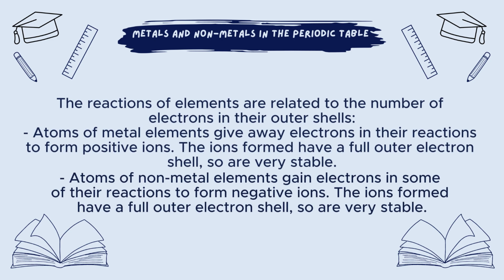The reactions of elements are related to the number of electrons in their outer shells. Atoms of metal elements give away electrons in their reactions to form positive ions. The ions formed have a full outer electron shell, so are very stable. Atoms of non-metal elements gain electrons in some of their reactions to form negative ions. The ions formed have a full outer electron shell, so are very stable.